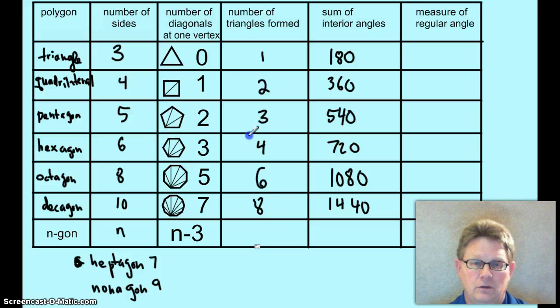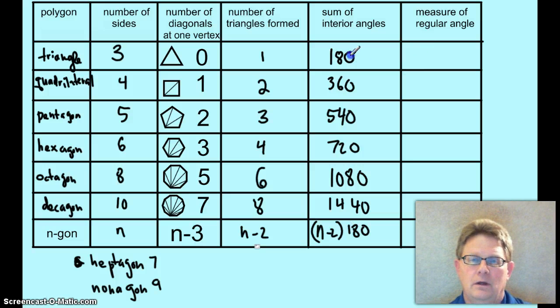Okay, what is the mathematical relationship between these two columns? Between the numbers? Number of triangles formed is always 2 less, so this would be n minus 2. And then what was I doing here? I was taking the number of triangles and multiplying by what? 180, because the sum of each triangle is 180. So this is n minus 2 times 180.